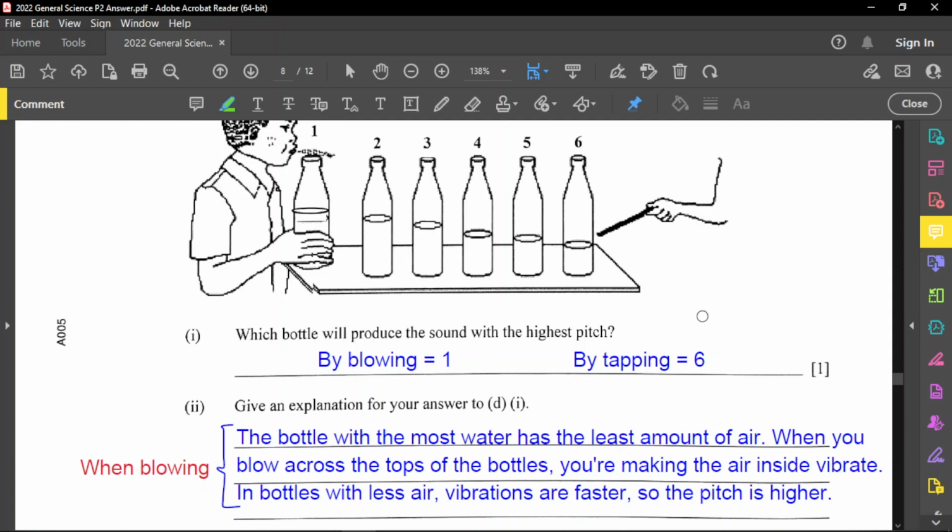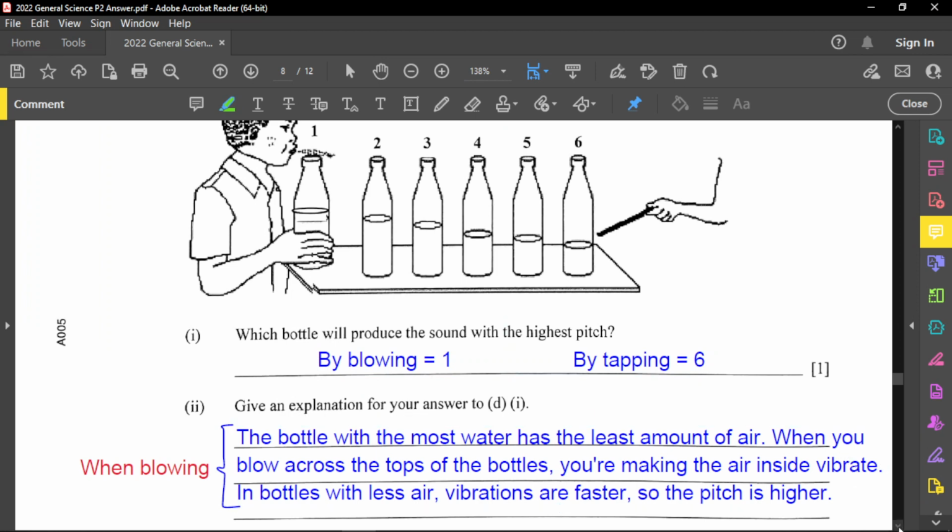So blowing compared to knocking the bottle is two different things, all right? By blowing, it is number one, and by tapping the bottle or striking the bottle with a piece of metal or a stick, then number six will be the highest pitch. All right, so let's go here now for part two. It's to give an explanation for your answer in D1.